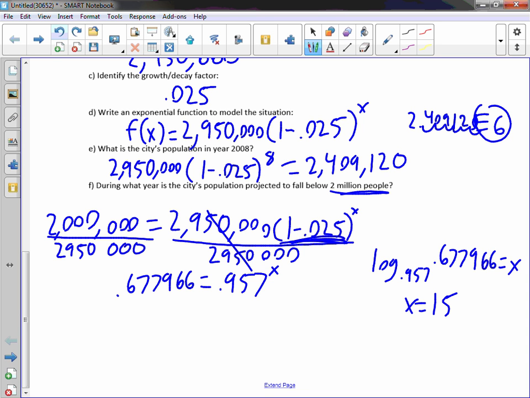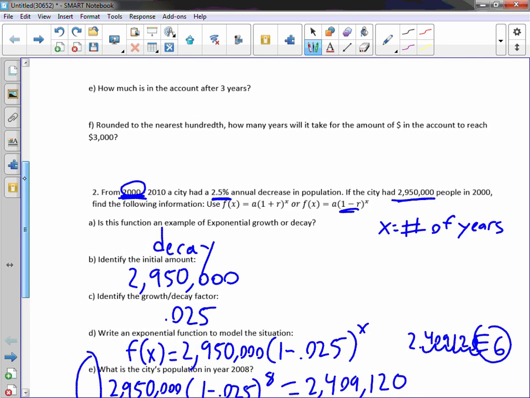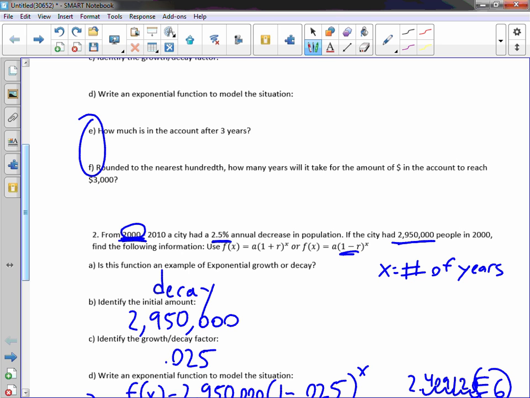And so if we started in the year 2000 and it's taken 15 years, we need to add on 15 years. Our final answer is the year 2015. That's how you do these word problems with logarithms. You may not be asked A, B, C, D, E, and F, but you will definitely see questions like E and F on the final exam. You'll see questions just like that.